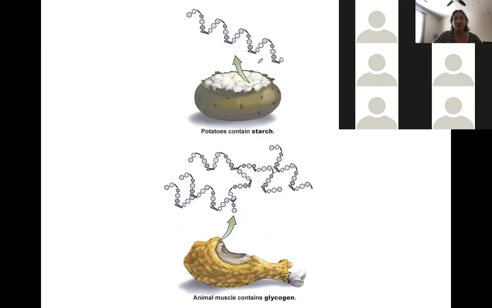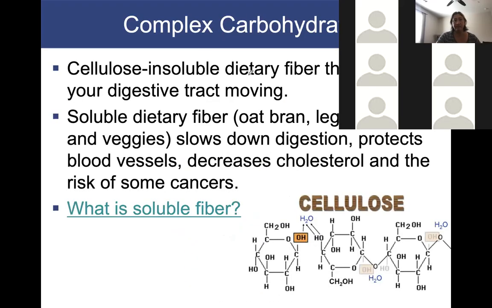Starch is the storage form of glucose in plants. And so we eat the starch from the potatoes or from the peas or whatever we're eating. Cellulose is a complex carb that you can't digest, and so we consider it fiber. Cellulose is fiber, and so fiber means we can't break it down. There's soluble fiber, and then there's insoluble fiber. Soluble fiber, like oat bran, what you get from eating beans and from veggies and fruit.